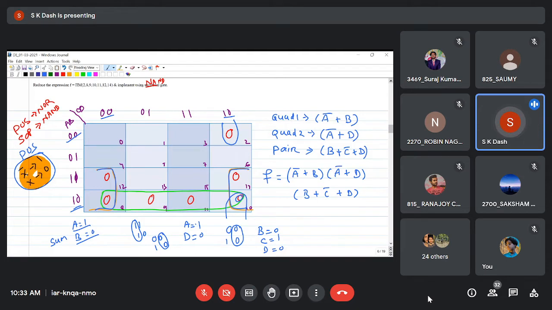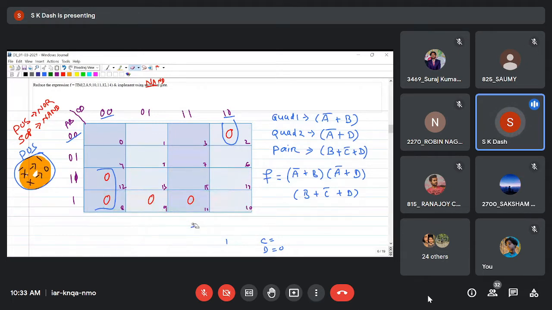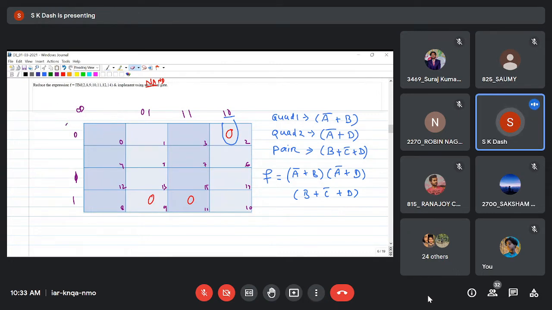What is the second part of the question? The second part of the question is to implement this using universal gate. So this is POS. So it will be easier if we implement this using NOR gate. Okay. So क्या करना पड़ेगा? In previous classes we discussed how to do that.